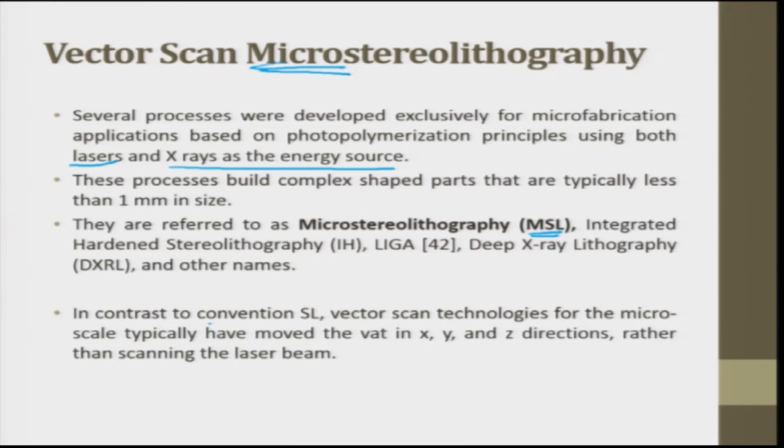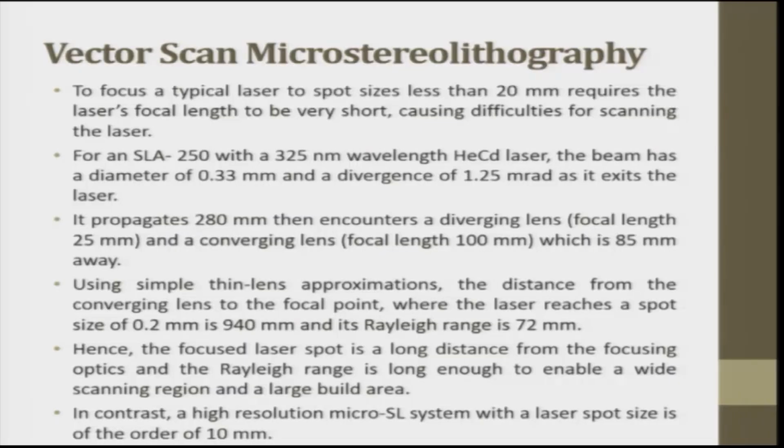In contrast to conventional SL, vector scan technologies for the micro scale typically move the VAT in the XYZ direction rather than scanning the laser beam in two directions. To focus a typical laser to a spot size less than 20 micrometers requires a very short laser focal length, causing difficulty for scanning of the laser. So the laser focal length should be very short. That is what is used in microstereolithography.